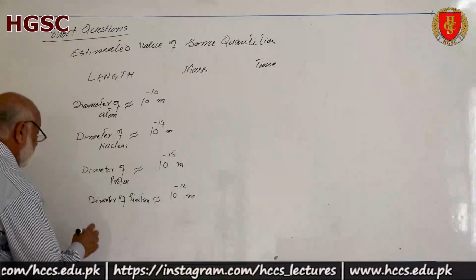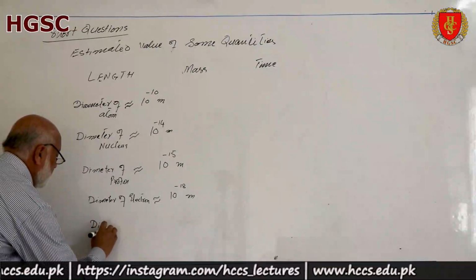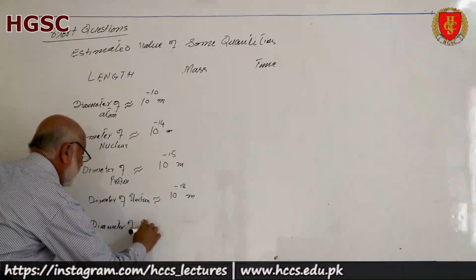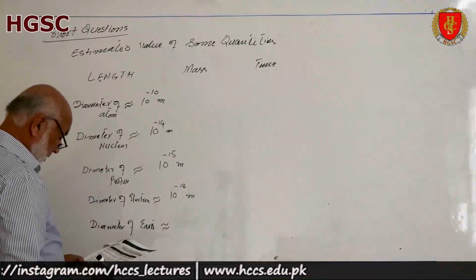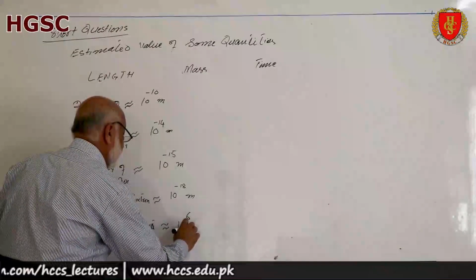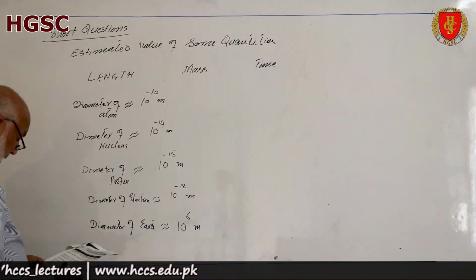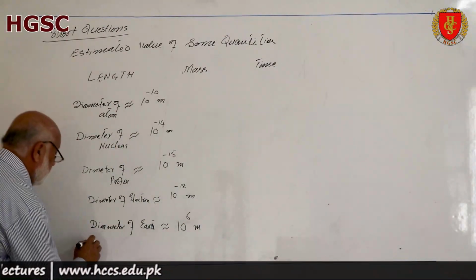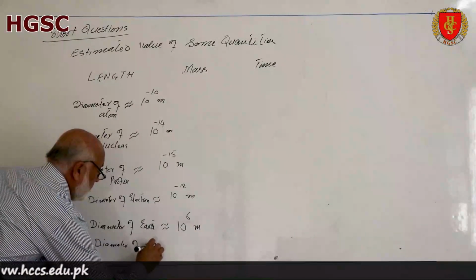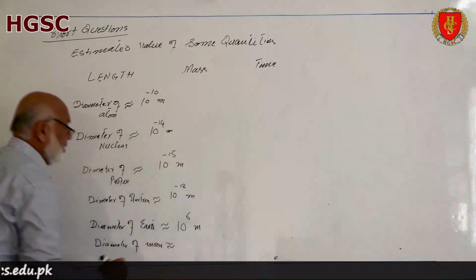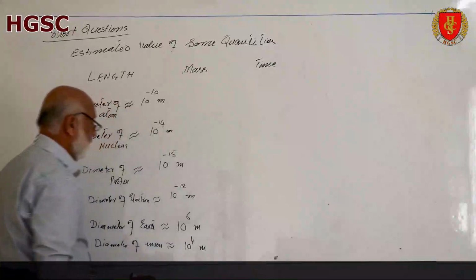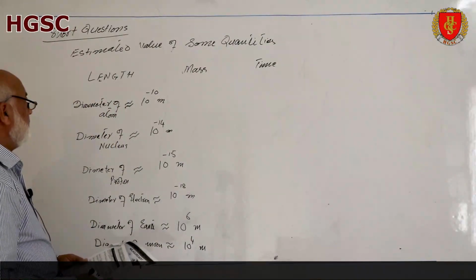Some big quantities: diameter of Earth is of the order of 10 per 6 meters, and diameter of moon is smaller than that of Earth. This is of the order of 10 per minus 4, etc.